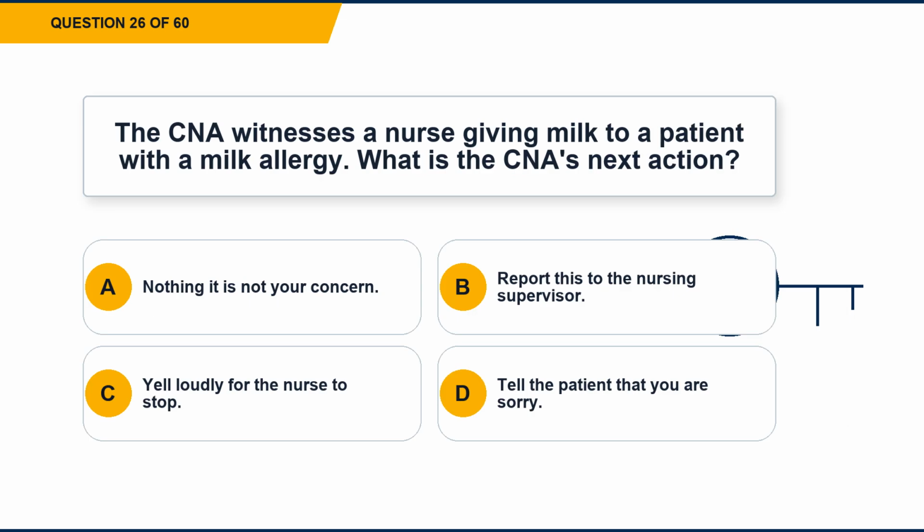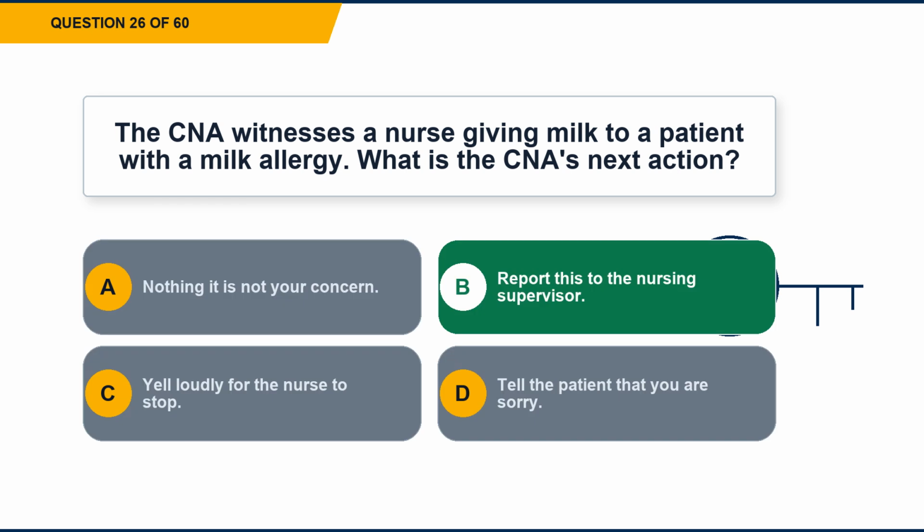Question 26. The CNA witnesses a nurse giving milk to a patient with a milk allergy. What is the CNA's next action? Option A, nothing, it is not your concern. Option B, report this to the nursing supervisor. Option C, yell loudly for the nurse to stop. Option D, tell the patient that you are sorry. The correct answer is option B, report this to the nursing supervisor.